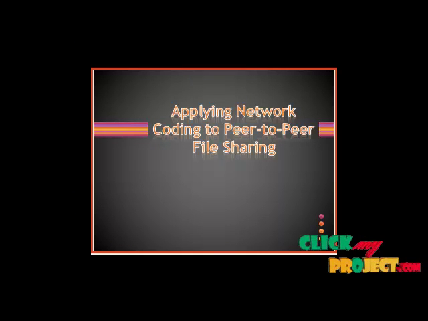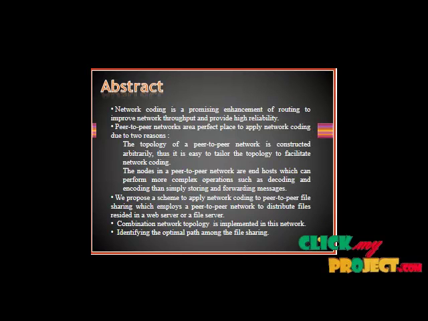Our project title is Applying Network Coding to Peer-to-Peer File Sharing. Our modified abstract: network coding is a promising enhancement of routing, improving the network throughput and providing high reliability. It allows a node to generate output messages by encoding its received messages. Peer-to-peer networks are a perfect place to apply network coding for two reasons.